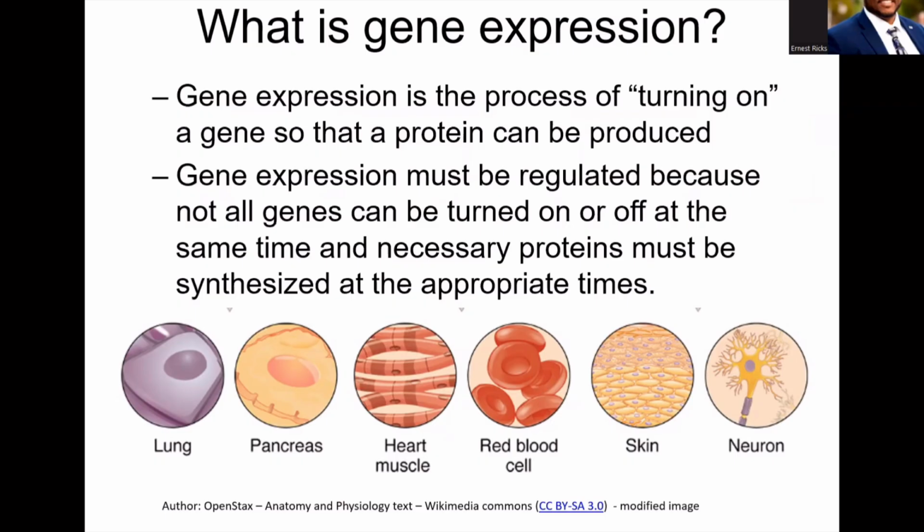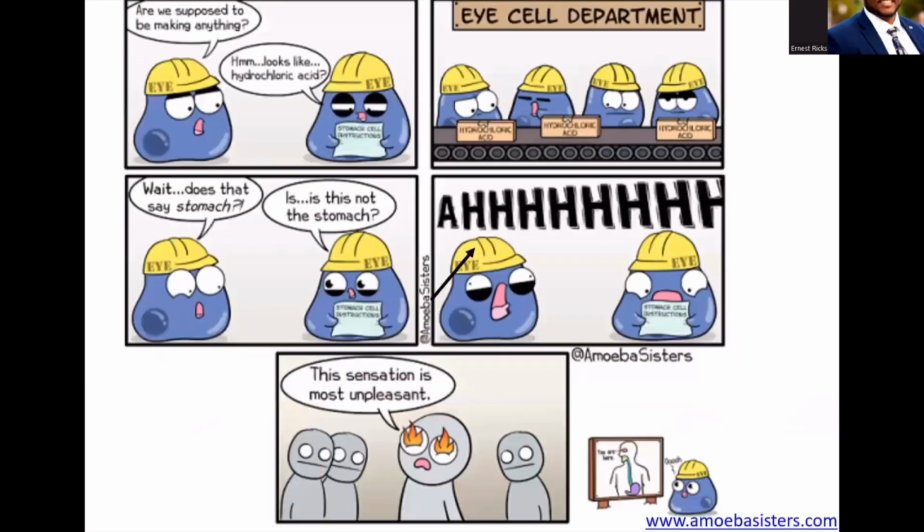Gene expression must be regulated though, because not all genes can be turned on and off at the same time, right? Necessary proteins must be synthesized at appropriate times. It just means that at different times of the life cycle of a cell, different proteins need to be made. So there must be some regulation in when to turn the gene on and when to turn the gene off, right? All of that matters.